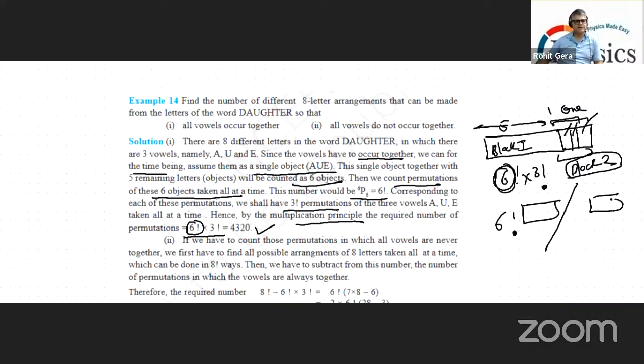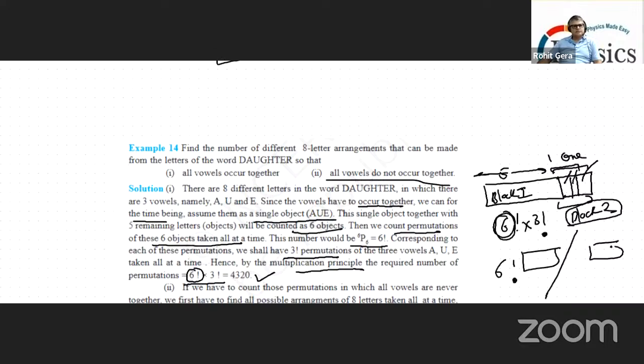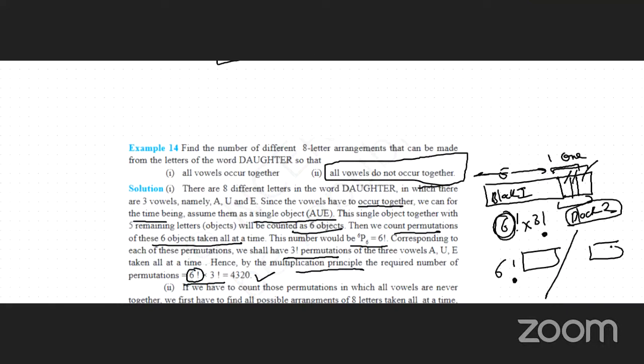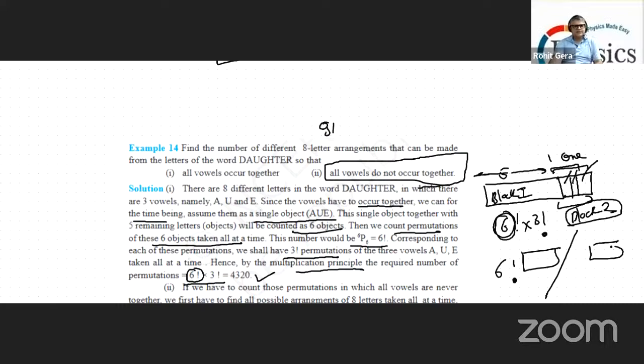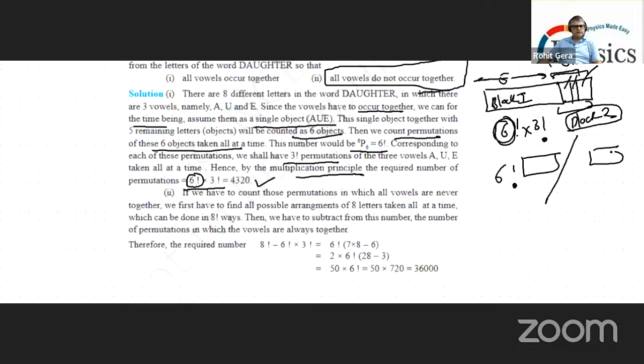Okay, second part is the vowels do not occur together. Now you have to ensure they are never together. So 8 factorial minus the 6 factorial term: this ensures togetherness, and 8 factorial minus that will ensure no togetherness of vowels, the balance. Okay.